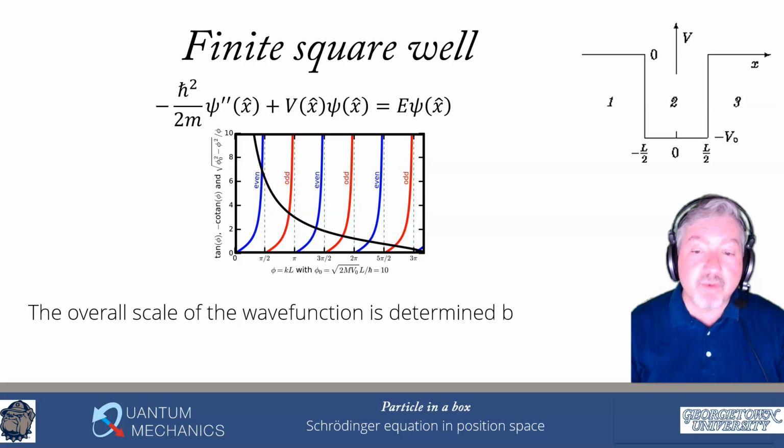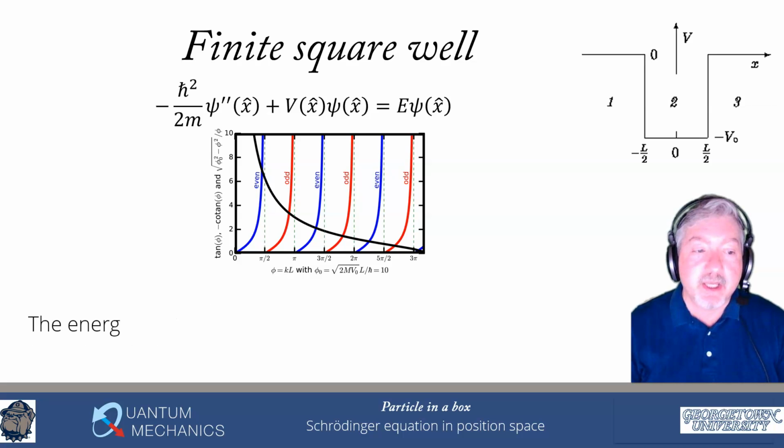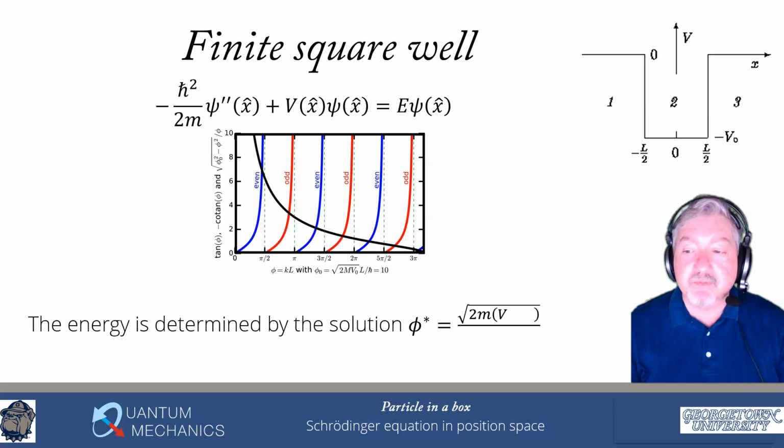The overall scale of the wave function is determined by normalizing the final wave function. You don't get that by solving this transcendental equation. And as I'd mentioned before, the energy is determined by the solution value phi star, because phi star is equal to the square root of 2m (V0 plus E) over h bar times L over 2. So I can just use that to determine what the energy E is.